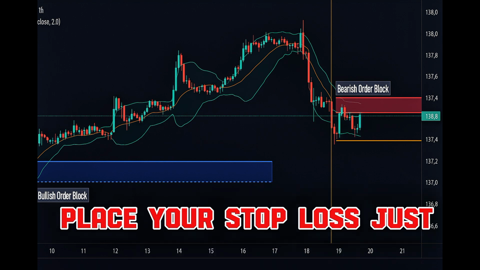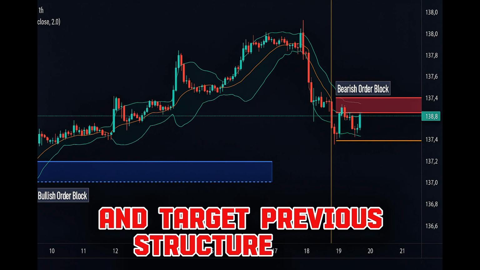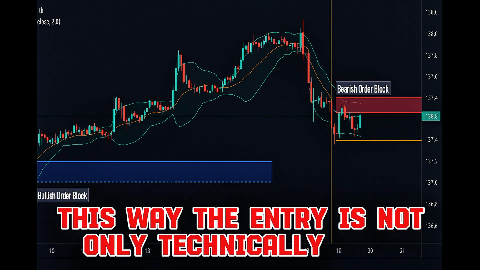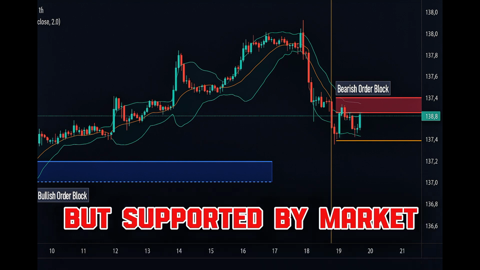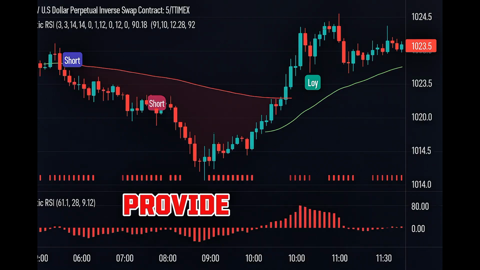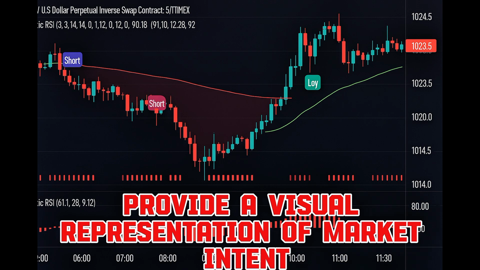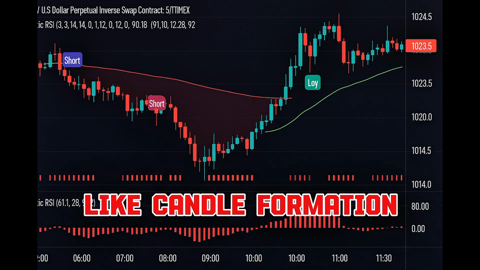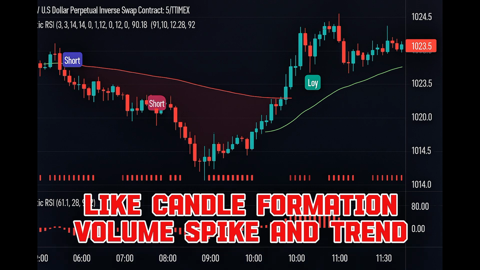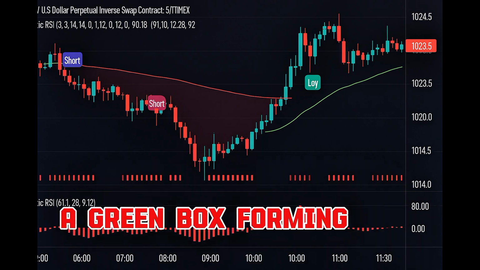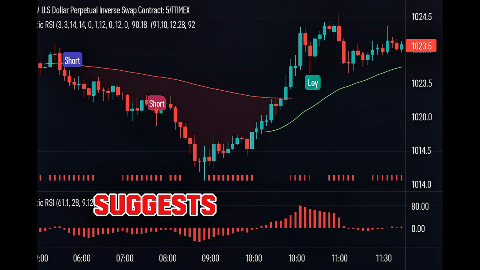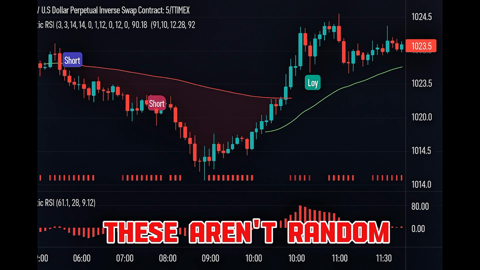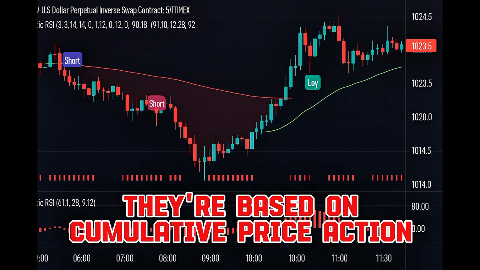Place your stop loss just below the recent low and target previous structure highs or Fibonacci levels. This way, the entry is not only technically valid, but supported by market behavior. Signal boxes provide a visual representation of market intent. They're typically created using algorithmic conditions like candle formation, volume spike, and trend alignment. A green box forming after a series of red candles suggests a potential reversal zone with buy interest. These aren't random. They're based on cumulative price action behavior.